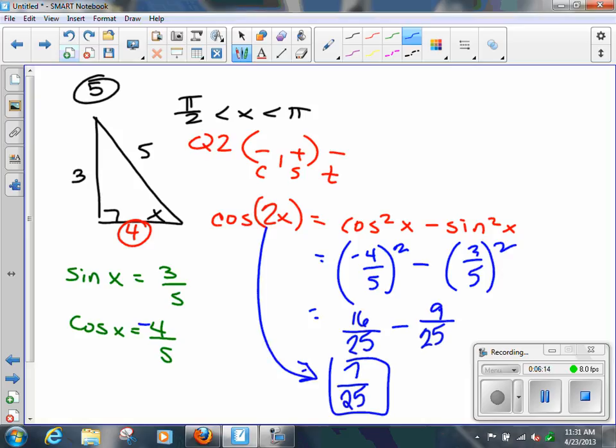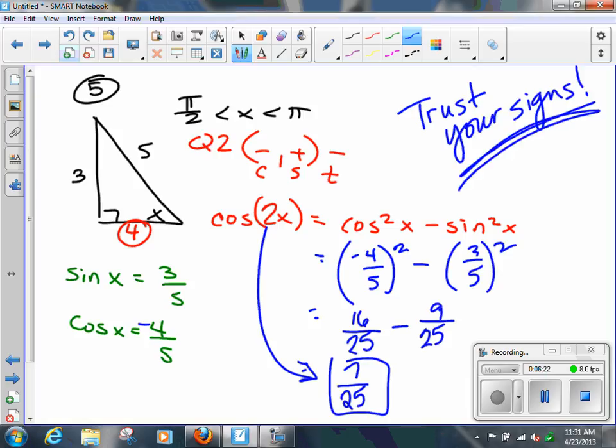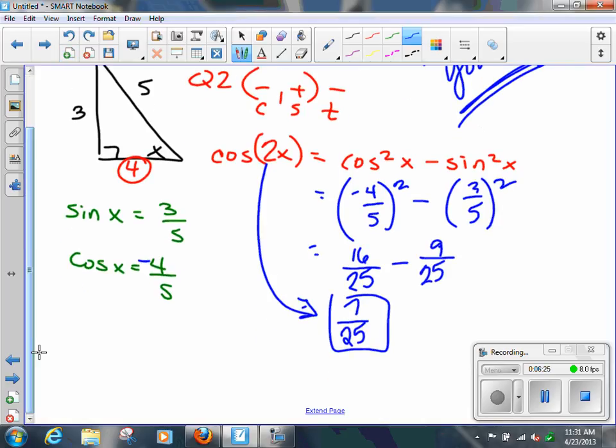And on the double angles, trust your signs from your prep work. Okay? Trust your signs. Does that help? That's one of them out of number 5. I'm going to let you do the other one.